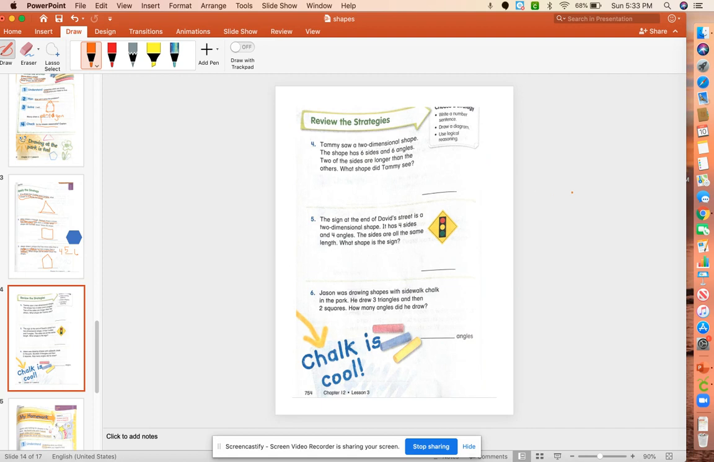Number 4, Tammy saw a 2-dimensional, 2D shape. The shape has 6 sides and 6 angles. 2 of the sides are longer than the others. What shape did Tammy see? 6 sides, 6 angles. 1, 2, 3, 4, 5, 6.